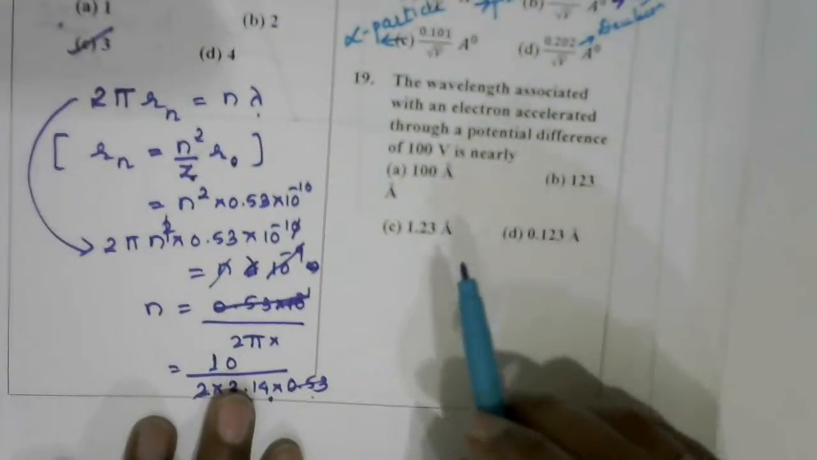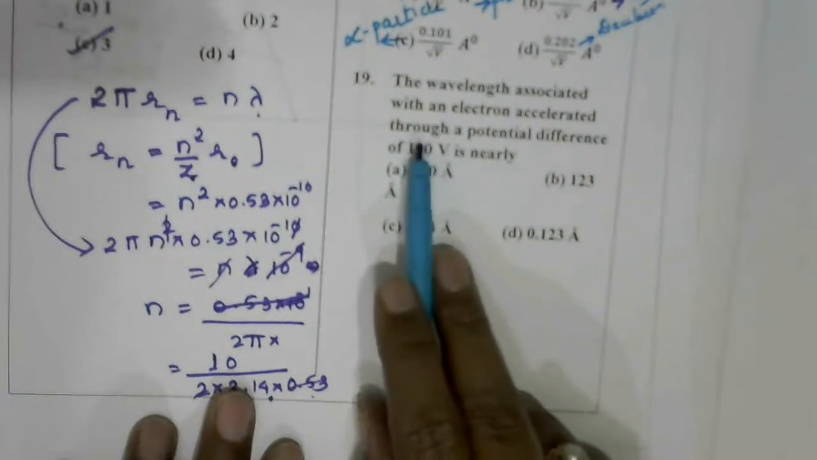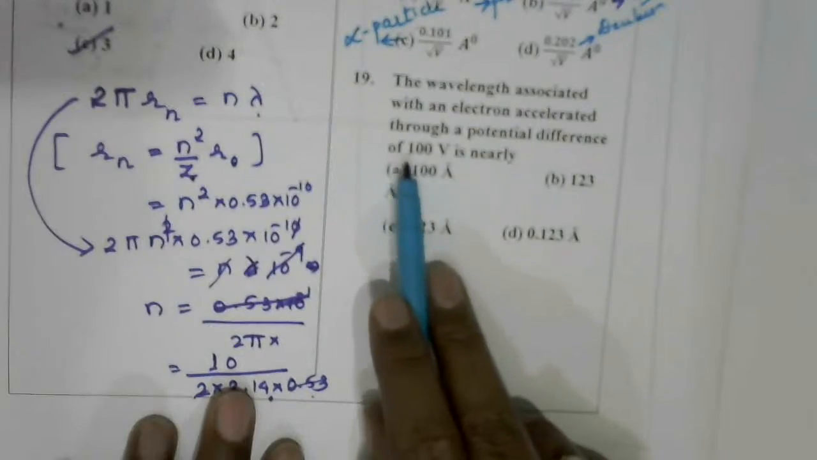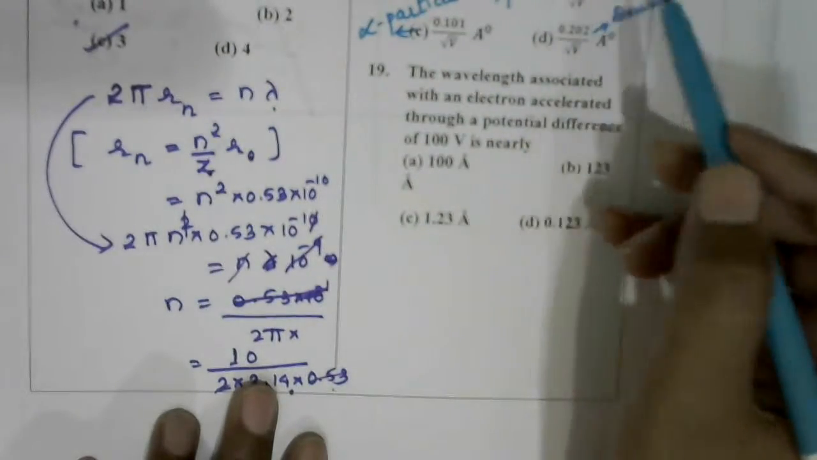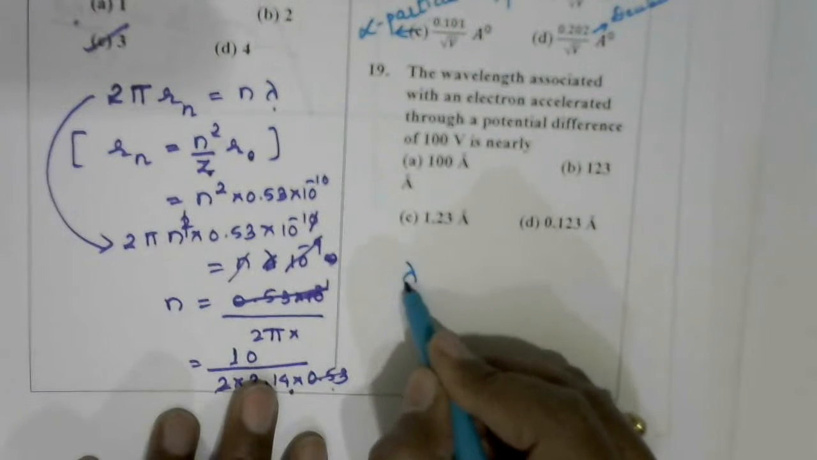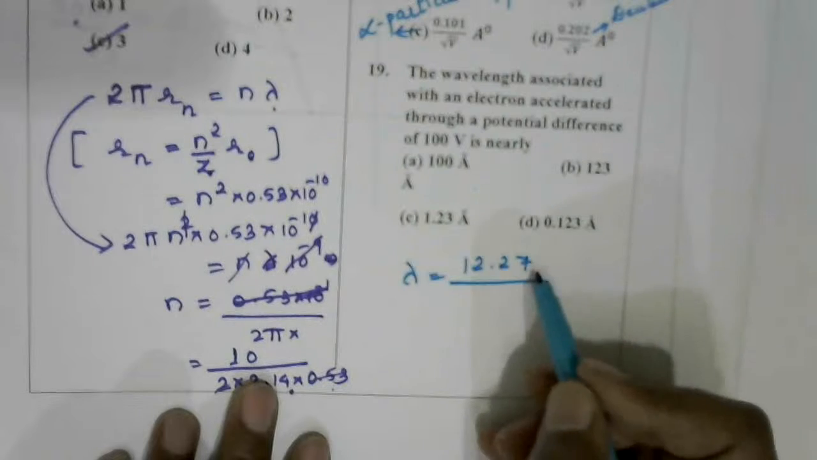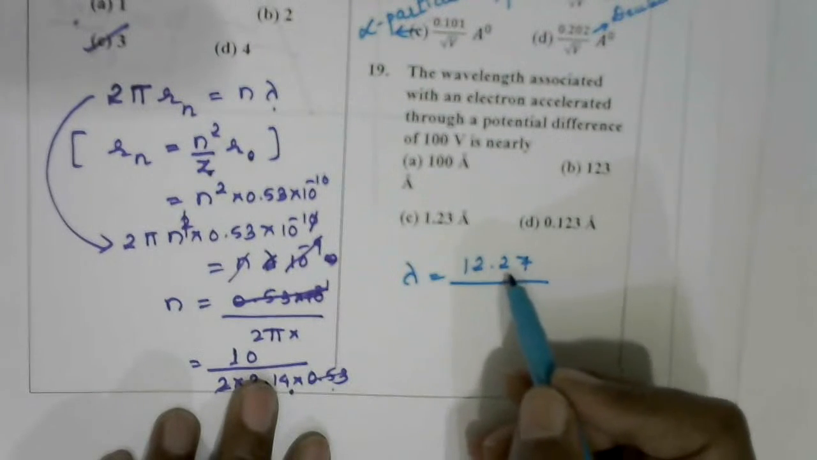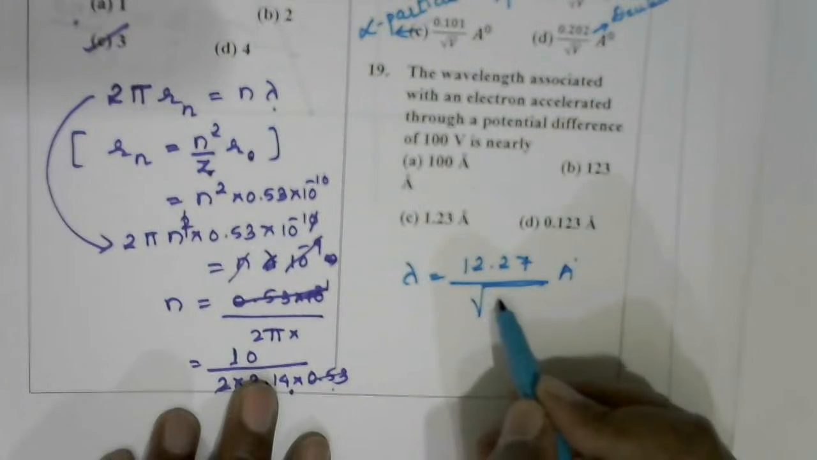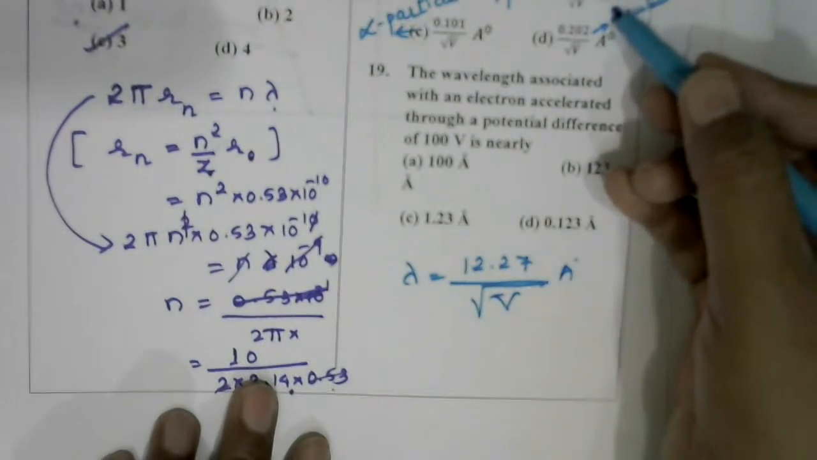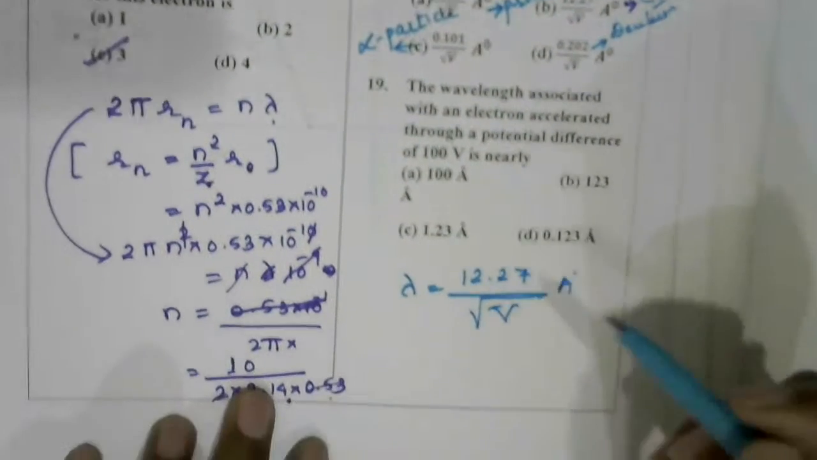Well, the next question you are having is, the wavelength associated with an electron accelerated through a potential difference of 100 volt is. Okay, simple, because just now I said for electron we are having this as the equation. So wavelength will be equal to 12.27. They approximate sometimes. They'll give us 12.3. No problem. They'll be having distinct answers. Square root of potential. Okay, this formula is there. Here is the formula. Same formula we are using here.